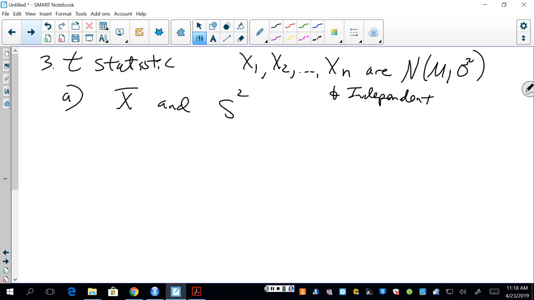X bar and S squared under these conditions are actually independent random variables. The sample mean and the sample variance from normal samples don't actually influence each other. Other variables they do, right? Poisson was a count, the mean and the variance were the same. So if the data are Poisson, then those statistics end up being related to one another. The bigger the mean, the bigger the variance. But in normal samples, these are two different things. They don't end up being related.